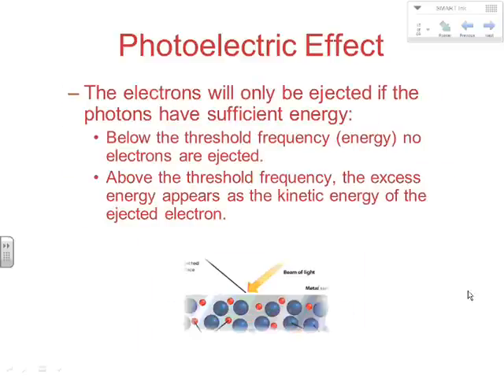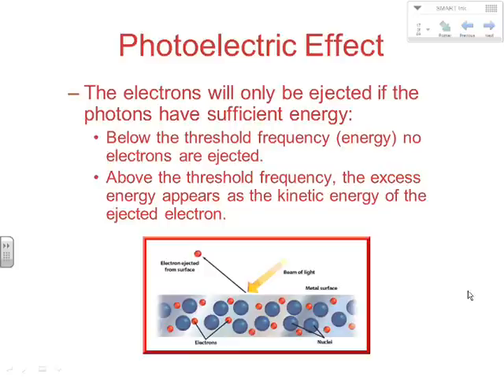What we're really doing is treating light, once again, as if it's a particle. So the electrons would only be ejected if the photons had sufficient energy or sufficient frequency. Below that threshold frequency energy, no electrons would be ejected. Above the threshold frequency, an electron would be ejected, and the excess energy appears as kinetic energy of the ejected electron. So the ejected electron would carry more kinetic energy if you were above that minimum threshold. Just being above the threshold, you're still kicking out one electron per photon. It's just that the electron emitted is going to come out at a higher kinetic energy value.